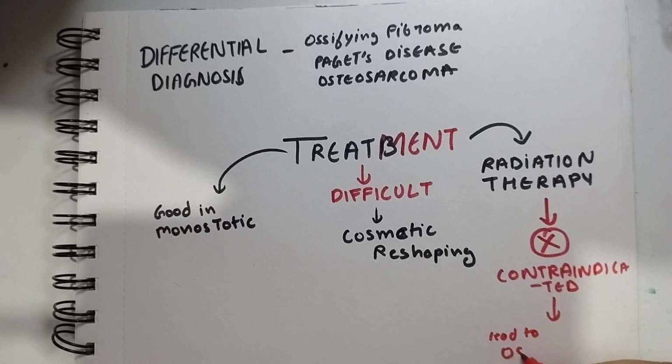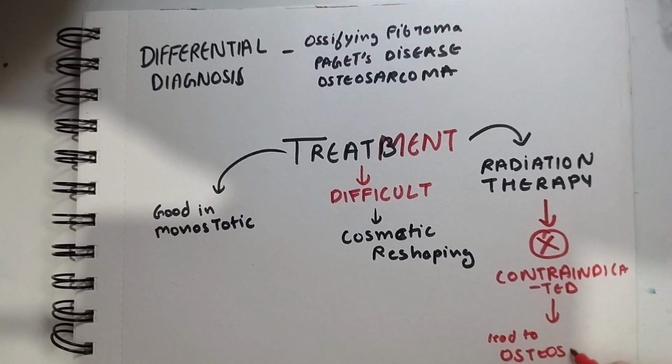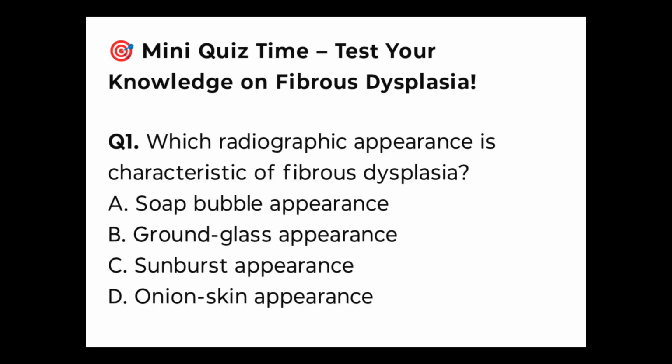So yeah, now let's move to some questions. Quiz to lock it in. Lock the fibrous dysplasia in your heads. Question number 1. Which radiographic appearance is characteristic of fibrous dysplasia? A. Soap bubble appearance. B. Ground glass appearance. C. Sunburst appearance. D. Onion skin appearance.